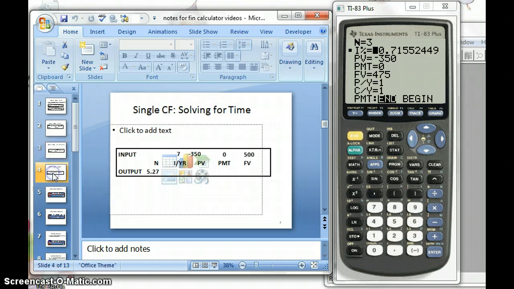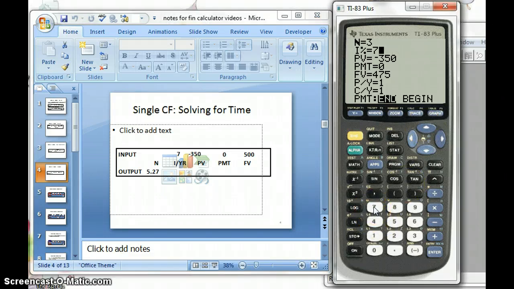Another example would be to solve for the time. So if the interest rate is given as 7%, and we have 350 present value, 500 future value, and how many years do we need? We alpha solve for the time, number of years. Okay, so far this is the present value, future value, or interest rate, or n calculation for a single cash flow, when there is one cash flow involved.